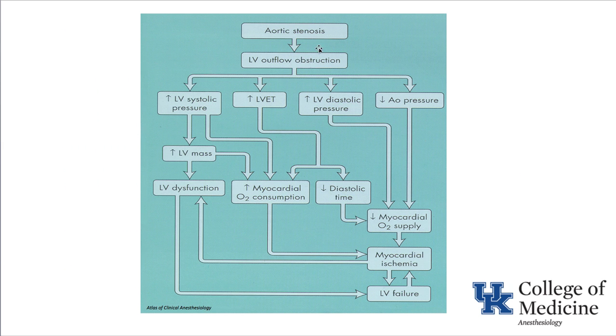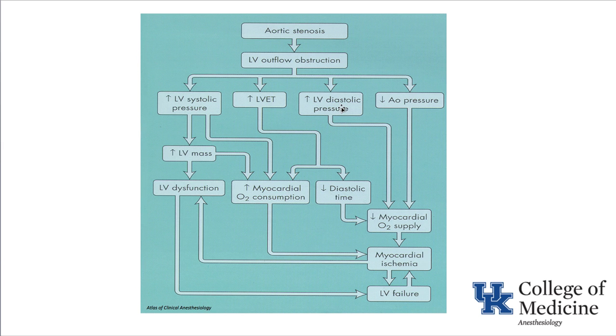Aortic stenosis creates, again, an outflow tract obstruction, or an LV outflow obstruction, that is, and the systolic pressure inside the left ventricle goes up. That's the reason for the increased LV mass. It uses more oxygen because it has more muscle. The left ventricular ejection time goes up. It's ejecting for a longer period of time, needs more oxygen to perform that muscular ejection.